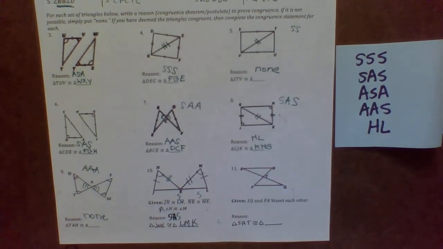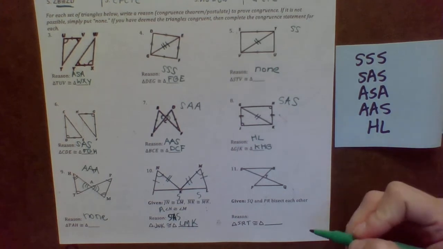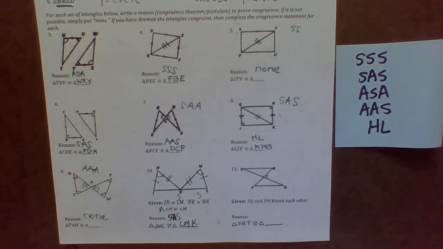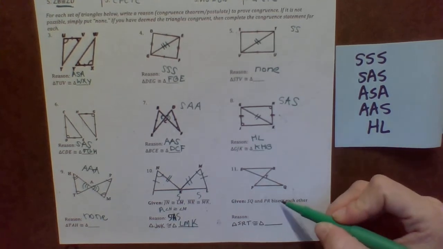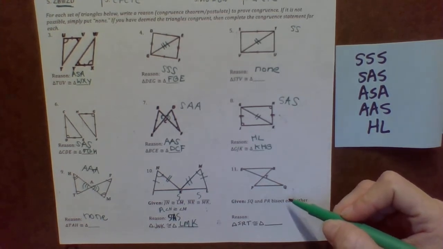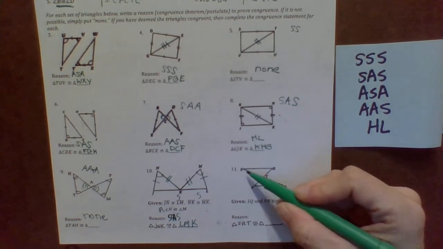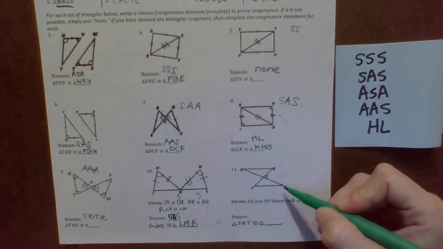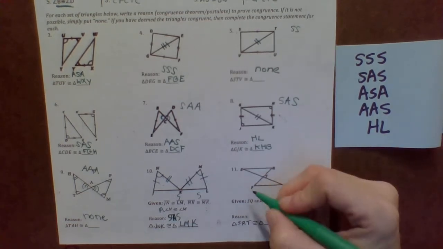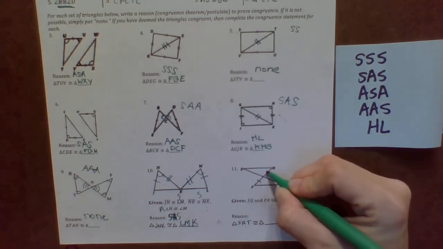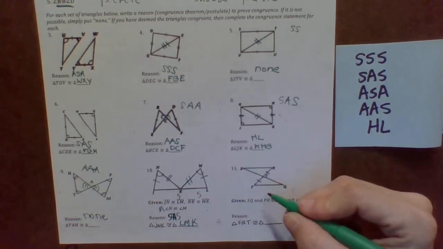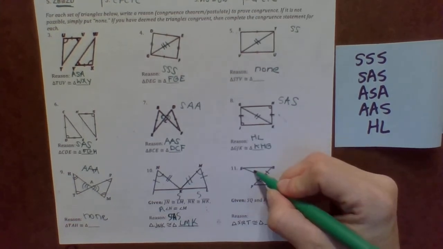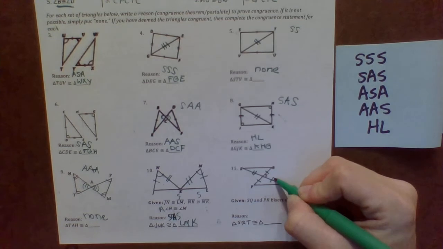And the last one, number 11, it says given SQ and PR bisect each other. Now, at first that doesn't seem like a ton, but you have to remember the word bisect means cuts each other in half. So if they bisect each other, SQ cuts PR in half, so that this half is congruent to this half, and then PR cuts SQ in half, so that this segment is congruent to this segment.